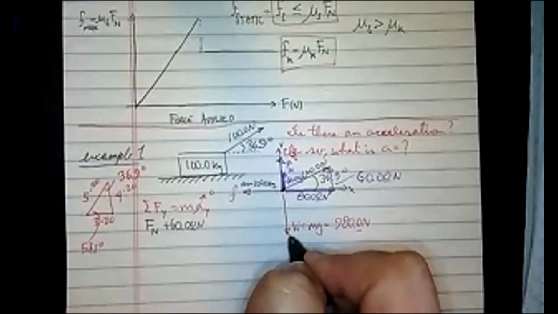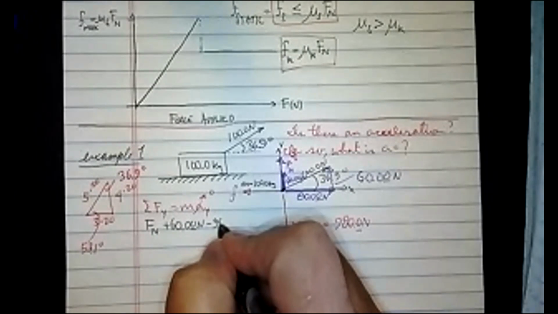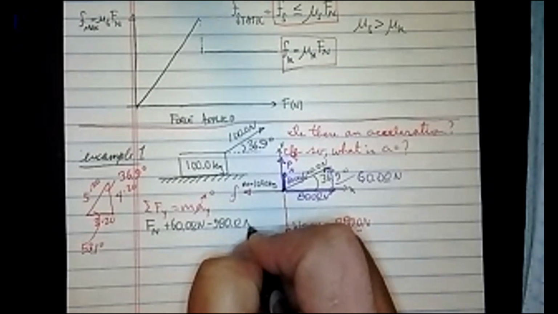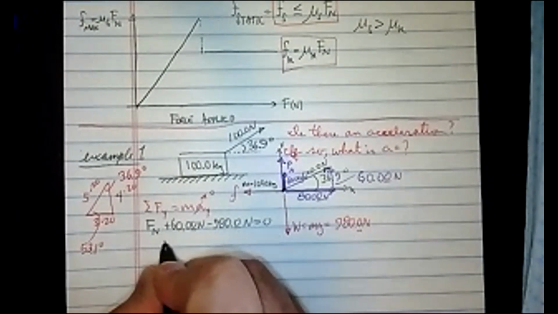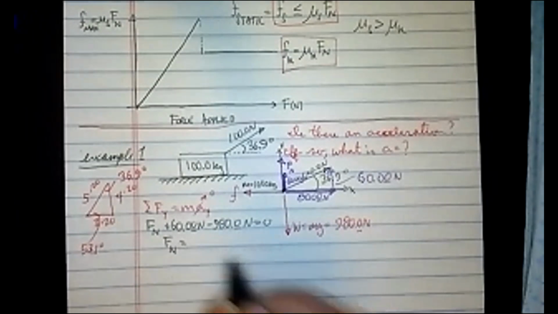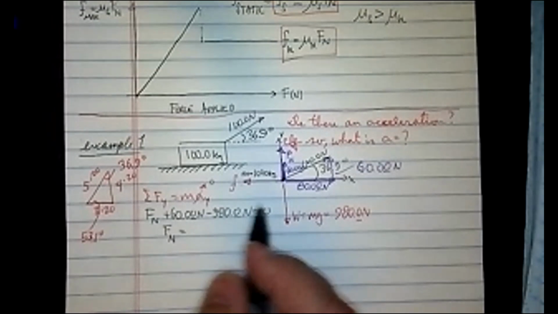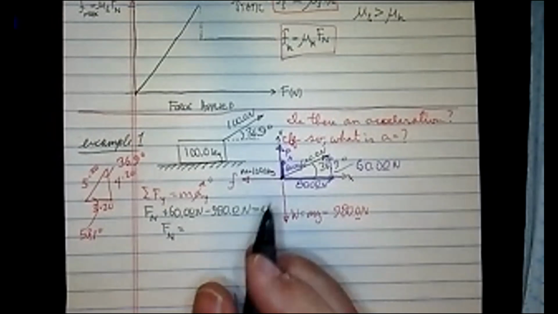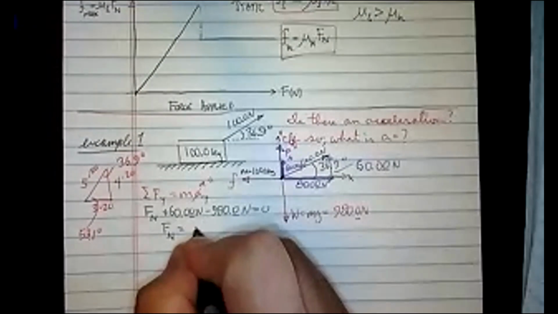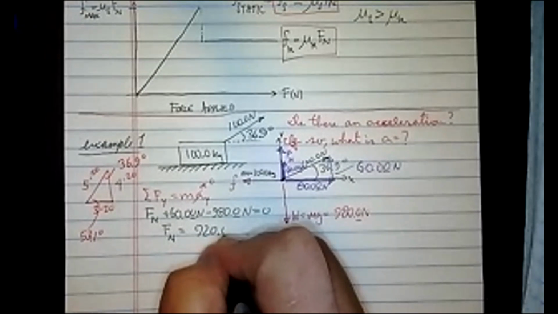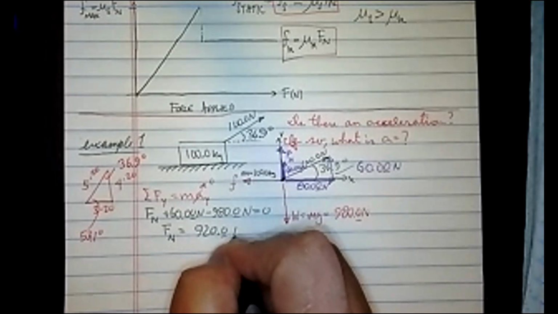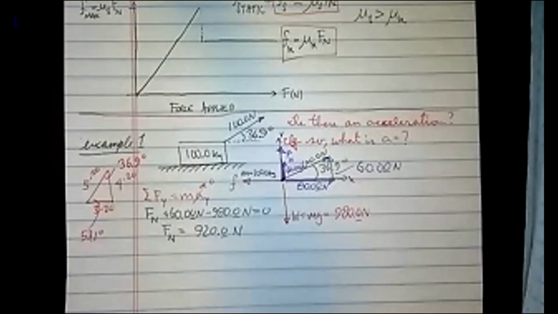And then the only other force in the y direction is a negative 980.0 newtons, and that's all equal to 0. So I immediately get that the normal force, notice when I move that number over there, it becomes positive, and this number becomes negative. So I get 920.0 newtons is the normal force.